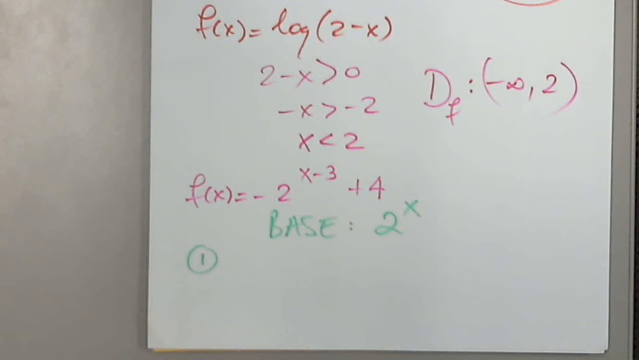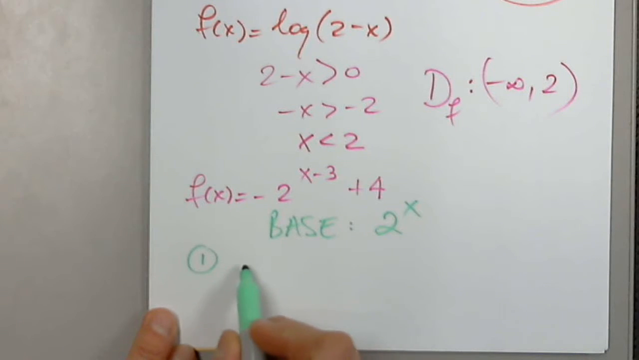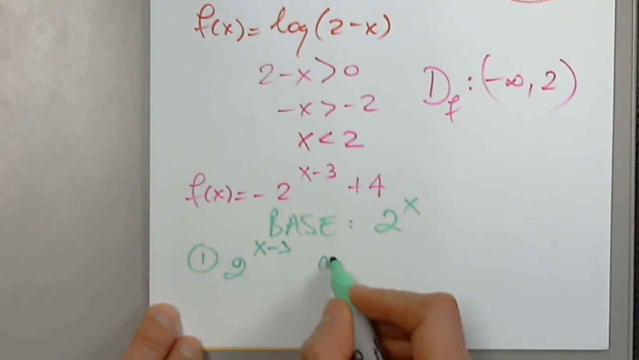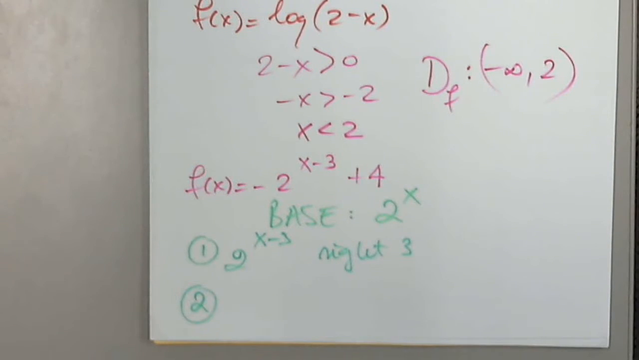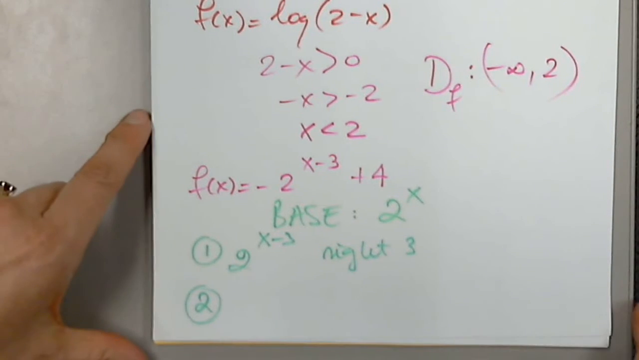Horizontal. Very good. Right 3. So what do I write? What is the first transformation then? On 2 to the x, 3 to the right. 2 to the x minus 3. So write that. Awesome. Function number 2 is the transformation on function number 1.